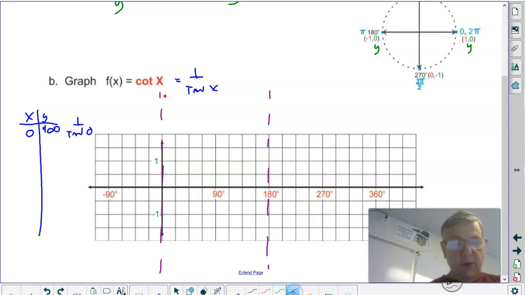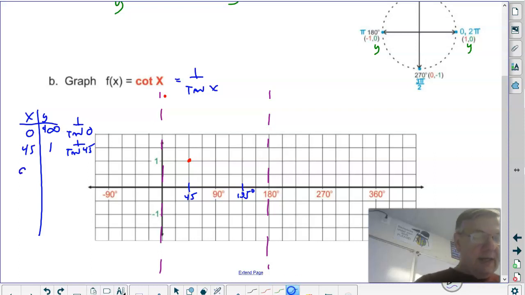All right, second point now, and we want to do quarters, right? So we're going to do 45, 90, 135, and 180. So now 45, so it's 1 over the tangent of 45. Tangent of 45 is 1. 1 over 1 is 1. And so at 45, we're at 1. Right there.